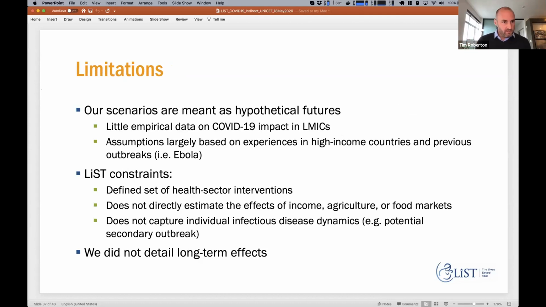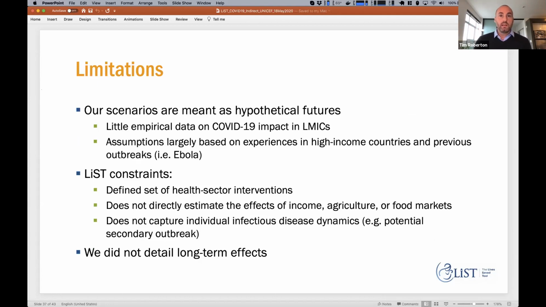Okay, I think I've already talked through some of our limitations here. We think of these as hypothetical scenarios. We recognize that there's actually limited empirical data at the moment on what is actually happening. And so we also recognize that these assumptions are based on, for example, what happened in Ebola, what we saw in March and April in high-income countries, and it's still quite early in the pandemic, and we can't really say what's going to happen in other countries, although I think now, in May, we have some idea.